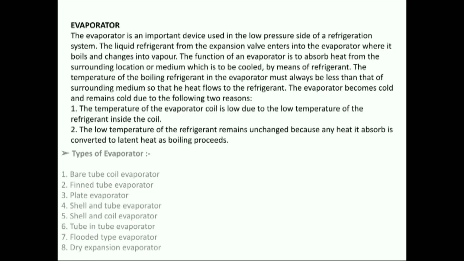The evaporator becomes cold and remains cold due to the following two reasons. 1. The temperature of the evaporator coil is low due to the low temperature of the refrigerant inside the coil. 2. The low temperature of the refrigerant remains unchanged because any heat it absorbs is converted to latent heat as boiling proceeds. Types of evaporator.